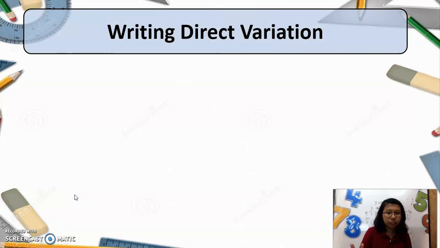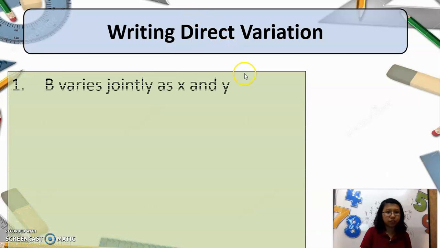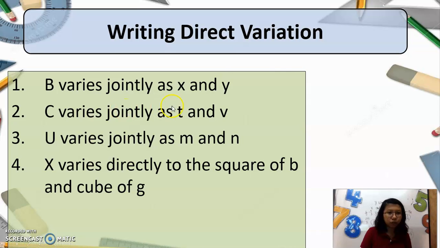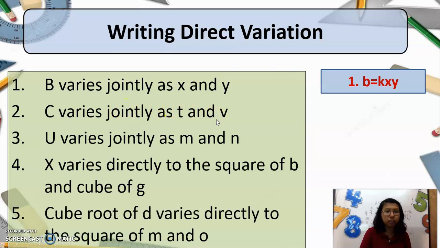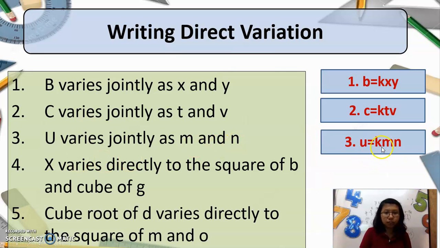Let's have writing joint variation. Okay, so for example, number 1, b varies jointly as x and y. So we can write it as b is equal to kxy. Next one, c varies jointly as t and v. It will be like this: c equals ktv. Next one, we have here u varies jointly as m and n. So it will be u equals kmn.